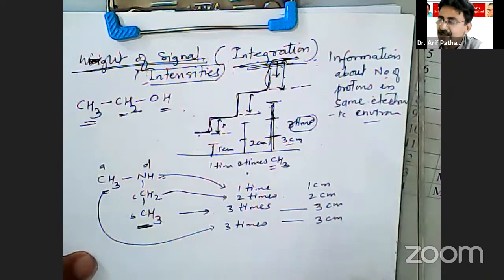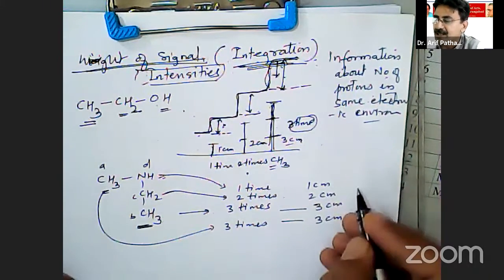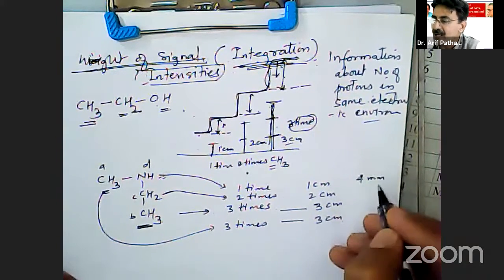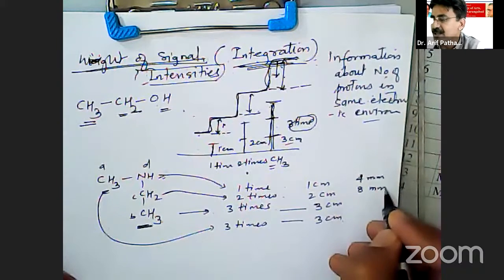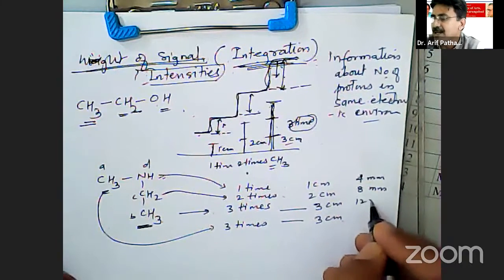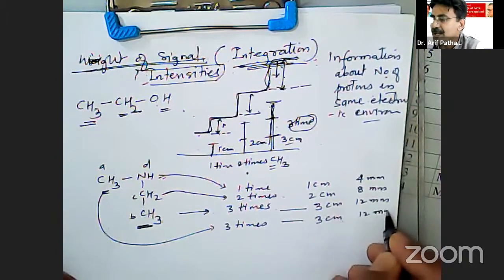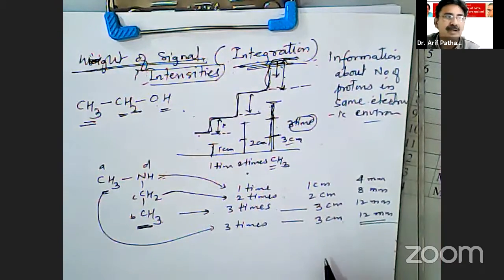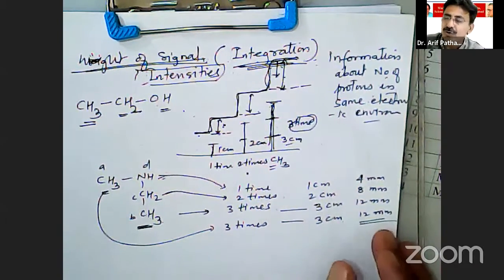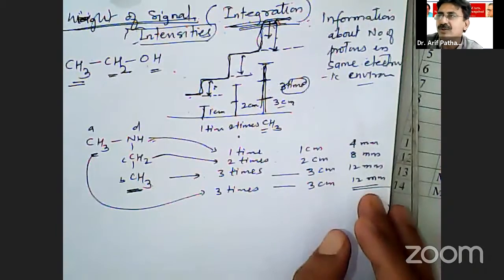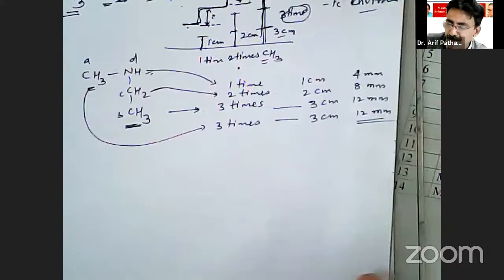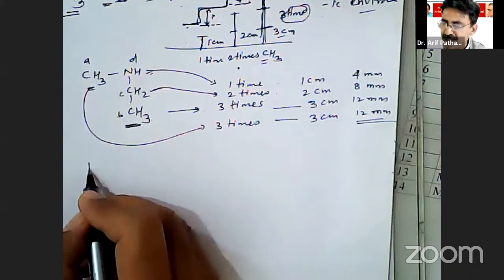If you are getting the height, that is, you have adjusted it this way, if its height is 1 mm and this one is 4 mm, then its height will be 8 mm. For this one you will get 12 mm, and here for this you will have 12 mm. So this way the intensities will be, and those intensities will be used to find out the identical protons in a set. After this, let's come to the next one, the position of signal.